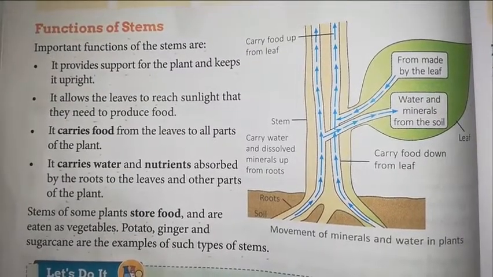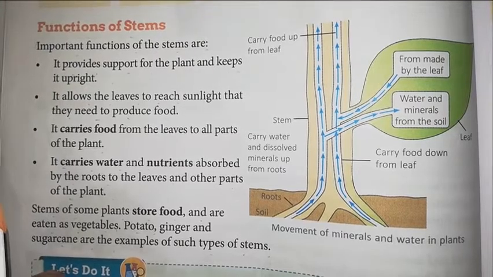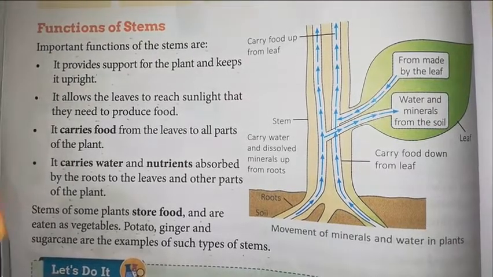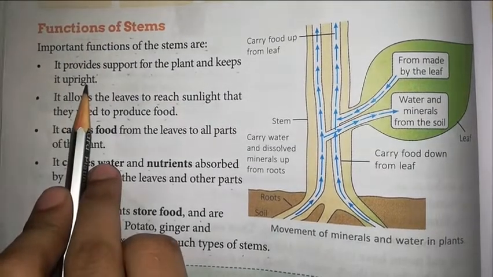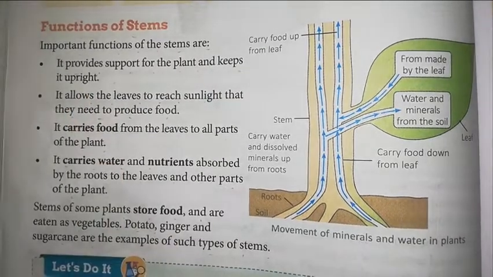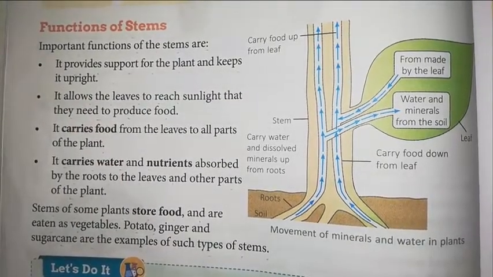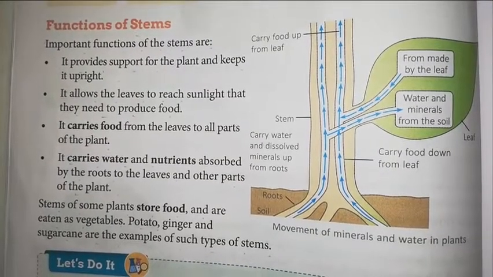So what are the functions of the stem? The first one is to provide support for the plant. The stem keeps the plant upright by carrying branches, leaves, fruits and flowers. So the first function of the stem is to provide support for the plant to keep it upright.